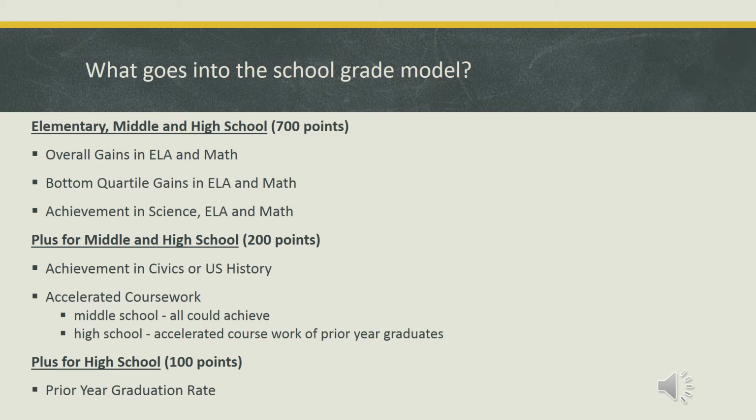Going that next step includes understanding that not every grade is necessarily equal. The basic components of a school's grade include performance and growth. As shown here, 700 points are awarded to all elementary, middle, and high school building levels for gains in English language arts and mathematics, and for achievement also in science, English language arts, and mathematics. Middle and high schools earn up to an additional 200 points in social studies, which would include civics or U.S. history, and for accelerated coursework. High schools can also earn an additional 100 points for percent of students who graduate.